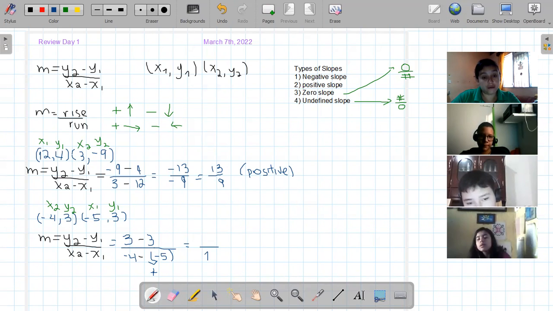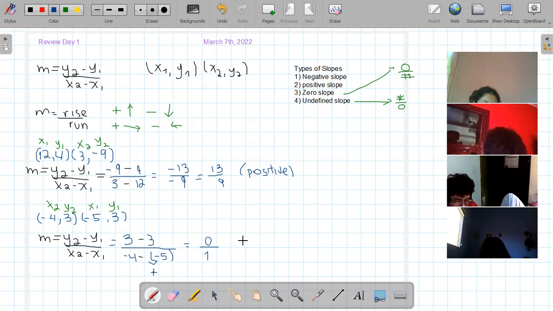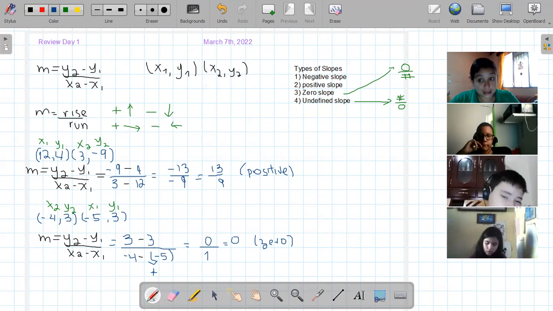0. Very good. What type of slope do we have? A 0 slope. We can simplify this into just 0, and we just say that this is a 0 slope. Okay, and that's it. Now, a little hint. How do I know when I'm going to have a 0 slope? When both y's are the same. If you see two ordered pairs and the value of the coordinate y is exactly the same in both, your slope is going to be a zero slope. Okay, that's a little hint.